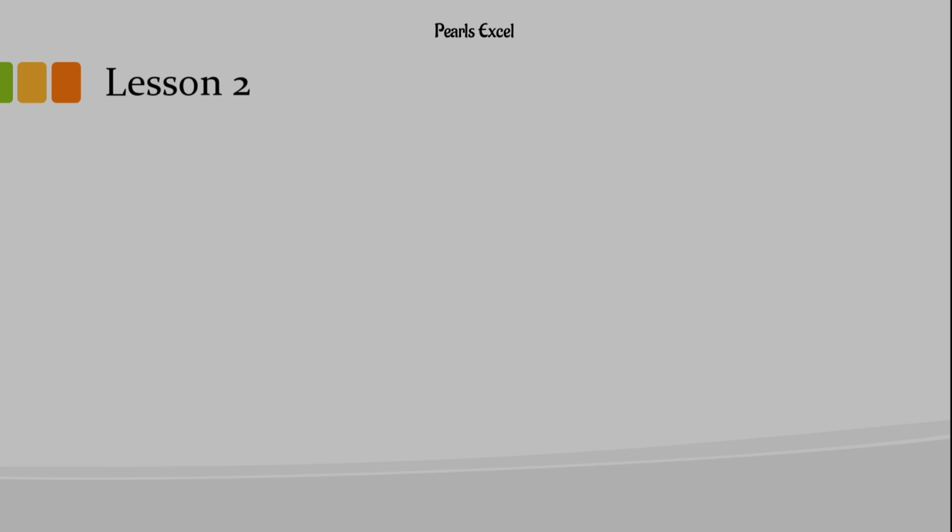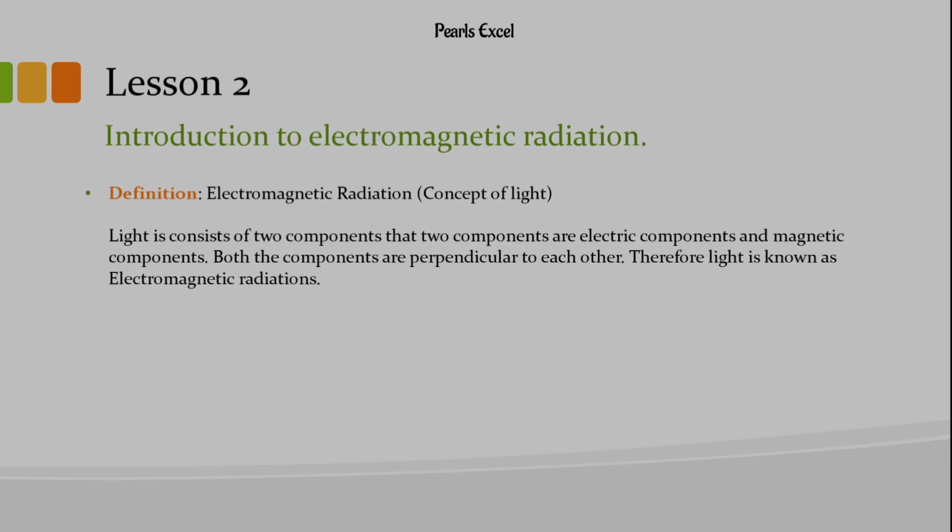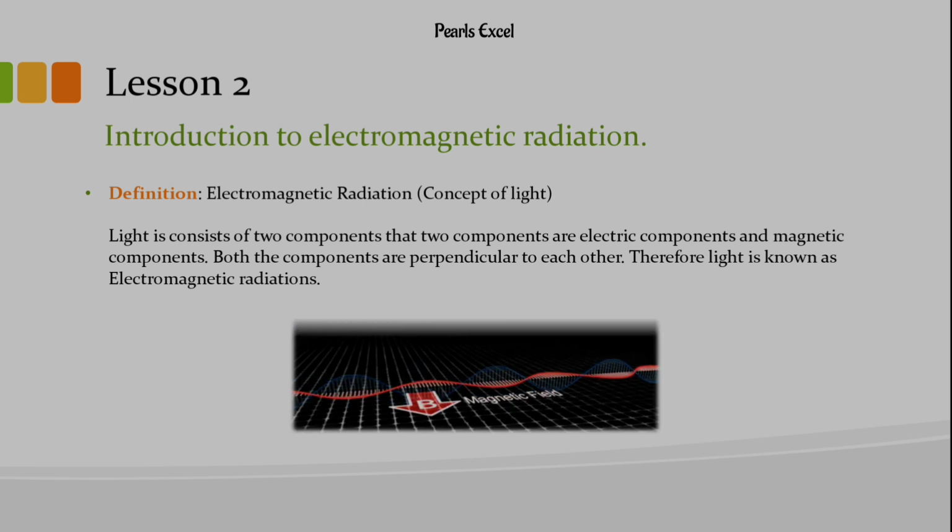Today, we are diving into lesson number 2. Let's get started with Introduction to Electromagnetic Radiation. Definition: Electromagnetic radiation is nothing but the concept of light. So, light consists of two components. Those two components are the electric component and the magnetic component. Both components are perpendicular to each other. Therefore, light is known as electromagnetic radiation.